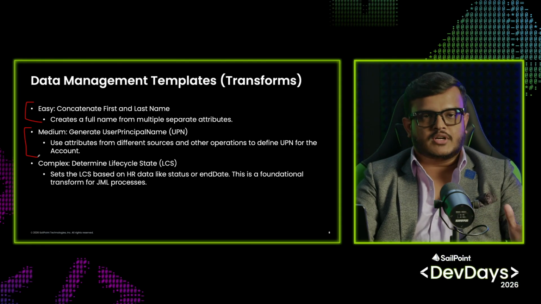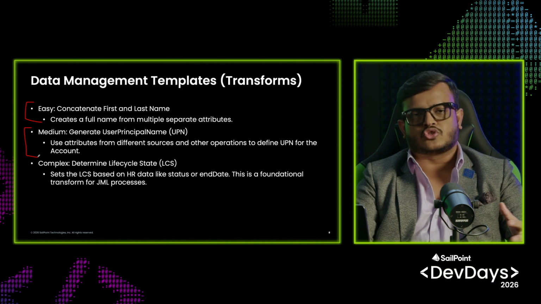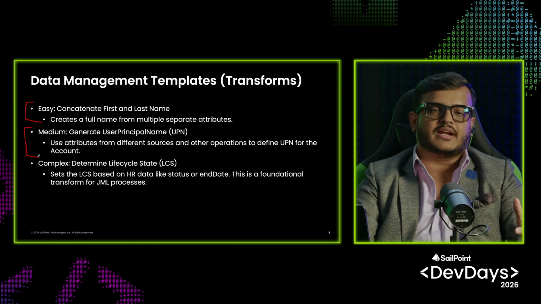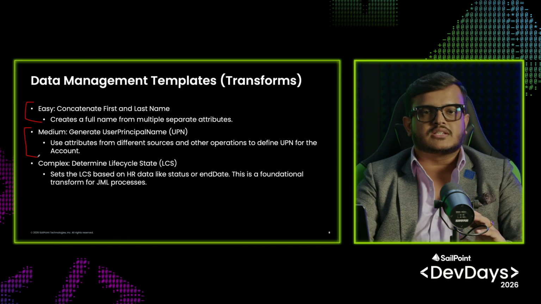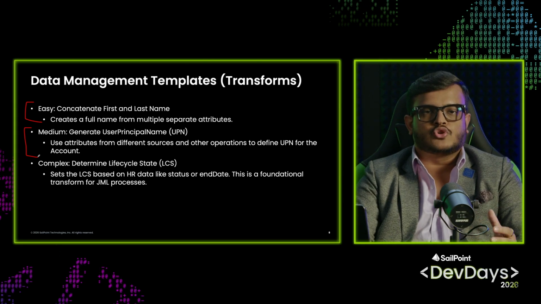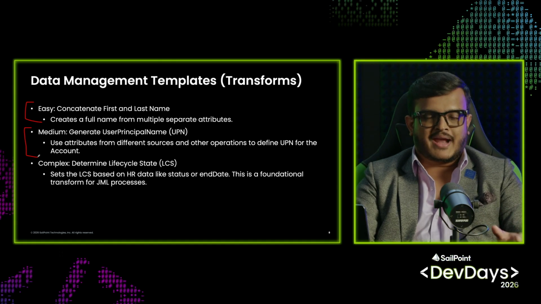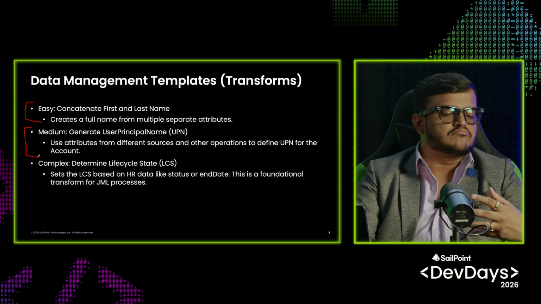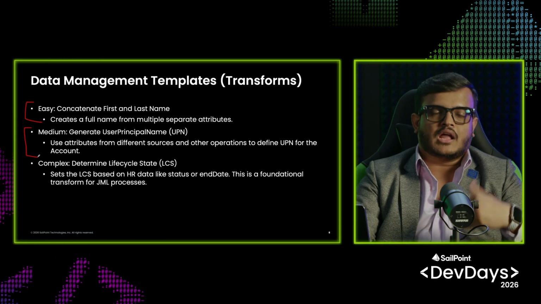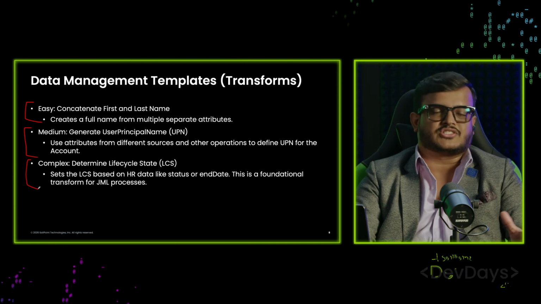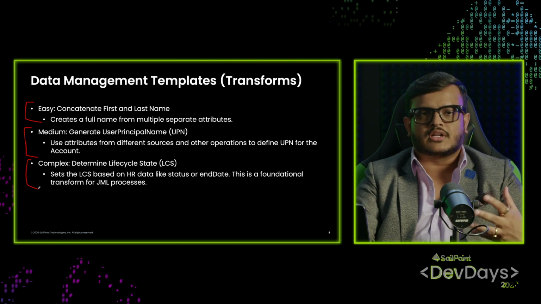There will be a template we define and you can use. For different downstream systems, you just have to define what type of data you are expecting or which the downstream allows, so that when you are provisioning, it doesn't fail. What we have usually seen is that provisioning tends to fail, and we don't want that. It's better that provisioning already handles those scenarios rather than failing while you're testing or deploying. And last, in complex, we'll determine lifecycle states, setting the LCS based on status, HR status, or maybe end date. Those are your foundational transforms.